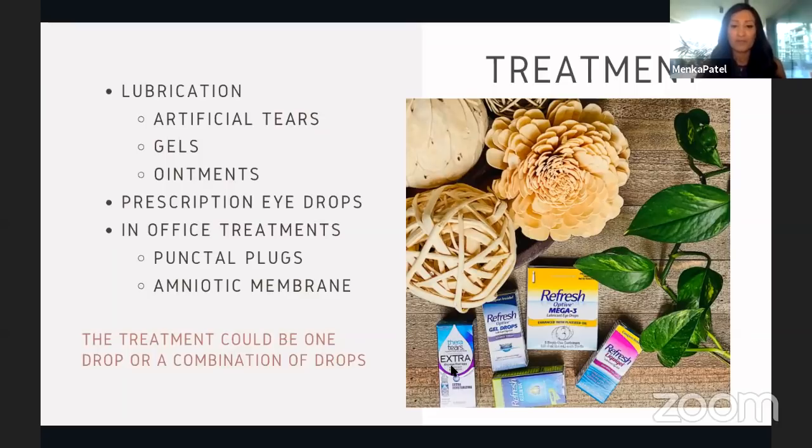I would recommend doing that baby shampoo twice a day if you're developing a lot of styes, and then trying to do at least warm compresses once or twice a day for 5 minutes at a time, 5 to 10 minutes.